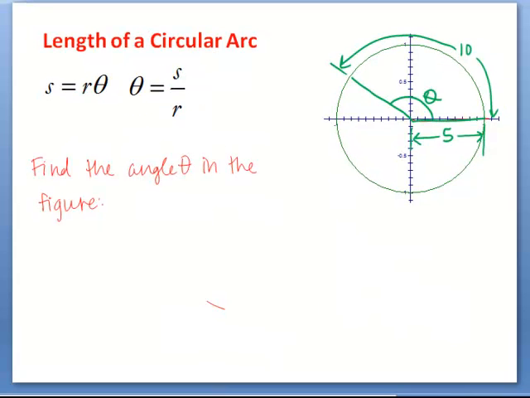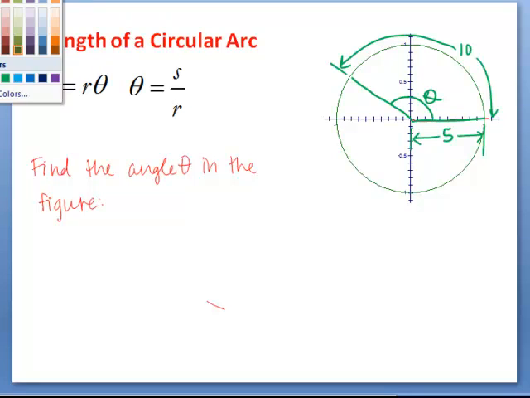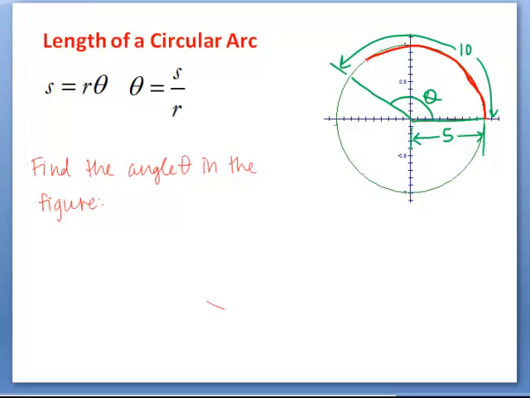Next slide, length of a circular arc. This is a formula you're going to use if you ever need to figure out the length of an arc, and that arc in this case would be the arc that the angle subtends. This arc right here. The length of that arc is referred to as S.